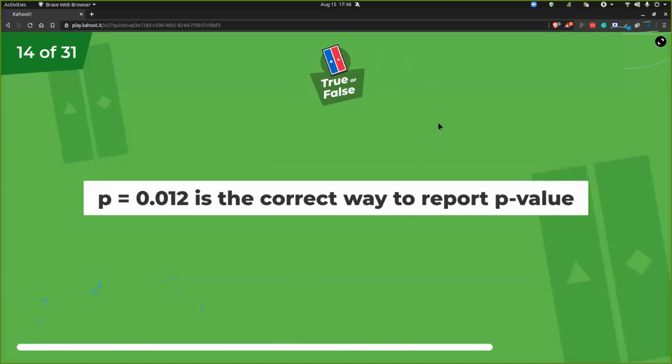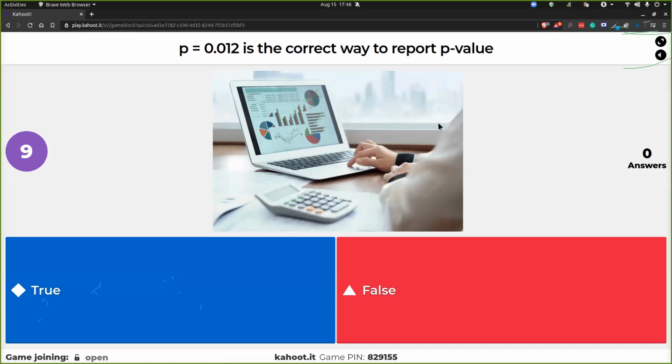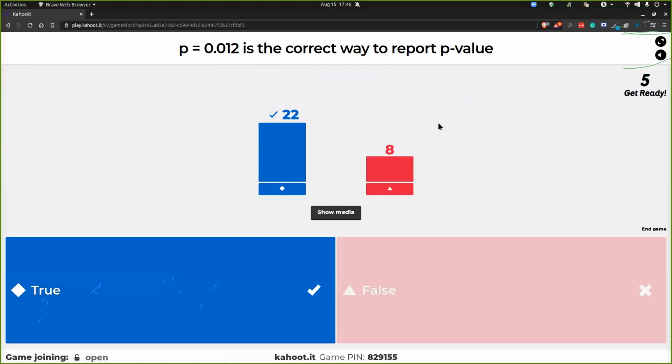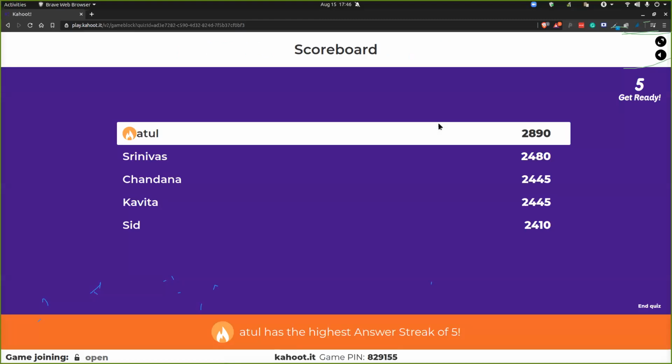P equal to 0.012 is the correct way to report p-value. Okay, simple one. I expect 100% on this one. Yes, most of the people have got it correct. Right, Atul has got a high score of 5. Congratulations, Atul.